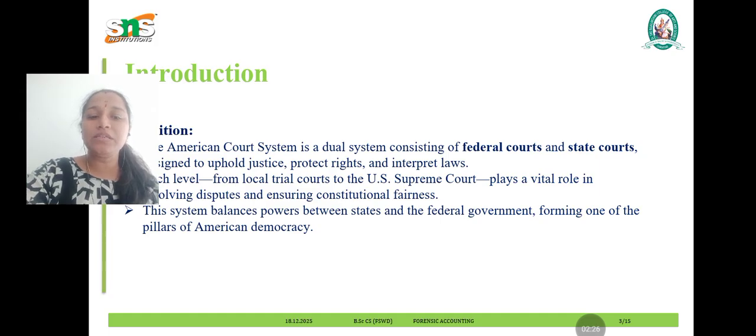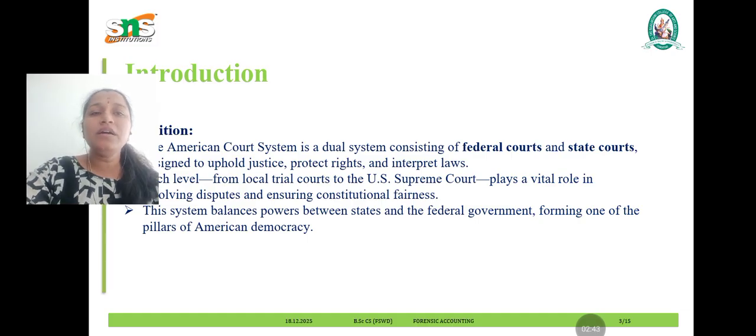Now, the evidence rules in court. Forensic evidence must be relevant, reliable, and verifiable. The U.S. courts use the Daubert standard for expert testimony. The Daubert standard is a method requiring that the science be valid, widely accepted, and testable.